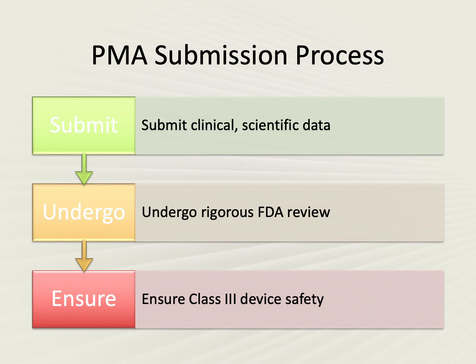The FDA conducts a rigorous review, often taking months, to verify data integrity. For example, a new stent submits trial data for PMA approval. Ethical considerations include providing accurate data, ensuring patient safety, and transparent FDA communication.